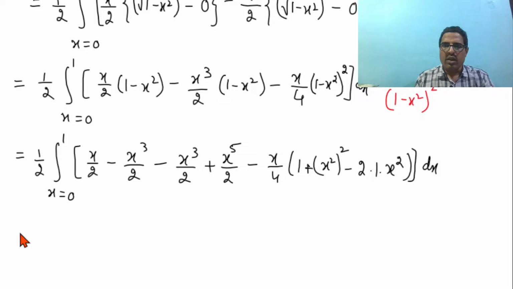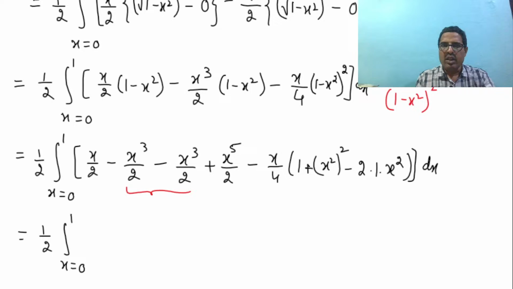Or further, if you try to simplify this one, you have 1 by 2 as it is, integral of x equals 0 to 1. You can observe over here, you are having x cube by 2 minus x cube by 2. How many times are you having? 2 times you are having. So, you can write this first term as it is. This is 2 times of x cube by 2, because this is appearing 2 times.